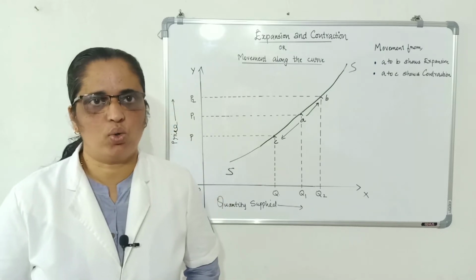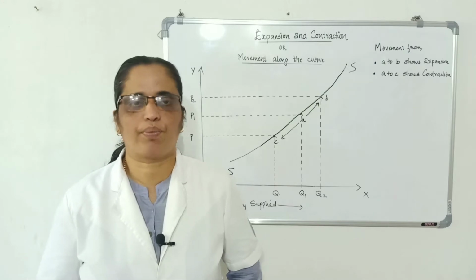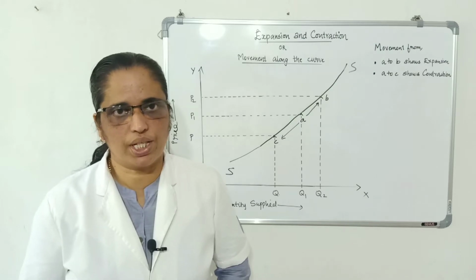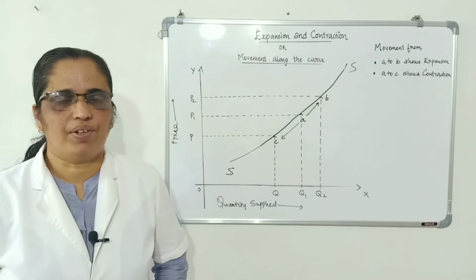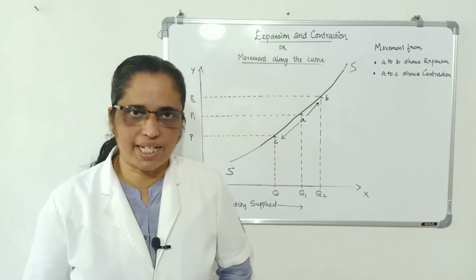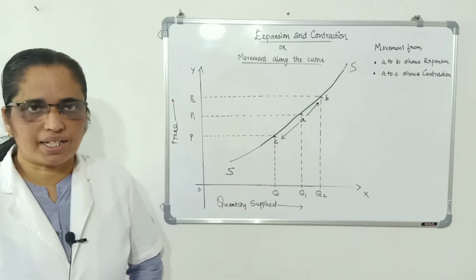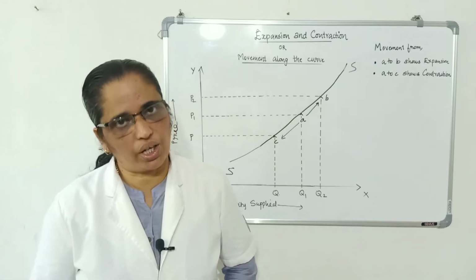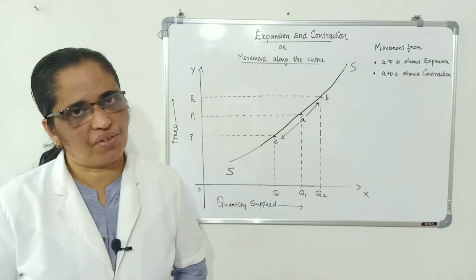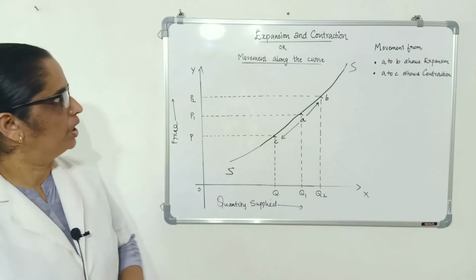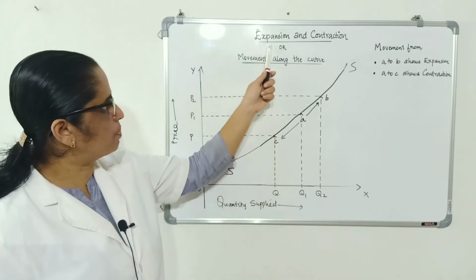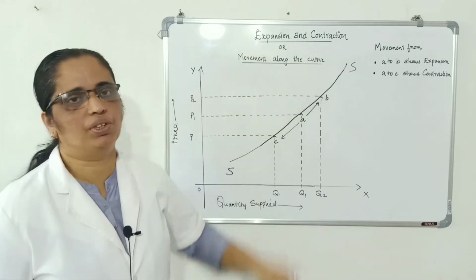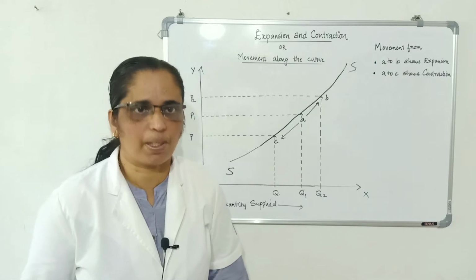Last class we studied about supply and its determinants. You know, when these determinants are changing, supply also is changing. Today we will study about changes in supply. Changes in supply we can study under two heads. Number 1, expansion and contraction of supply, and number 2, shifts in supply. Today let's study about expansion and contraction of supply or movement along the supply curve or change in quantity supplied.